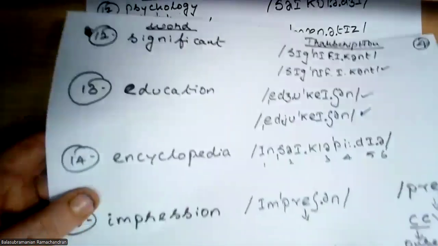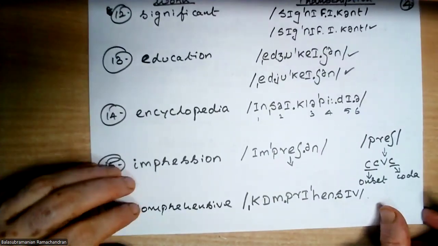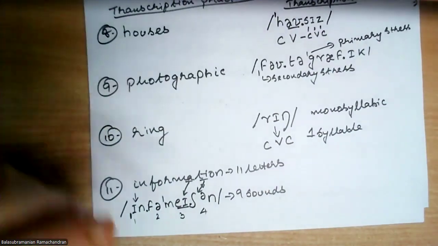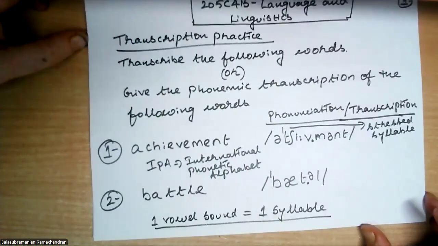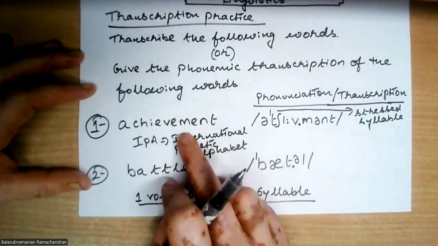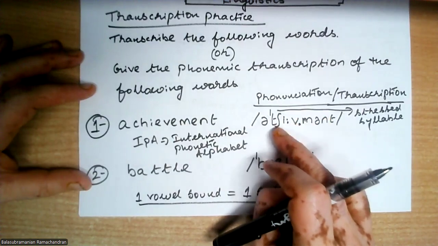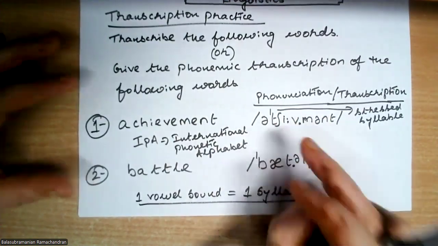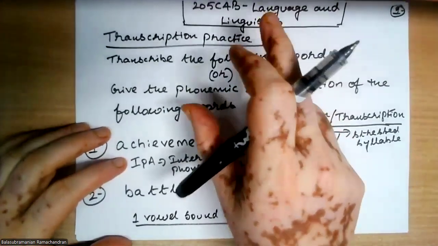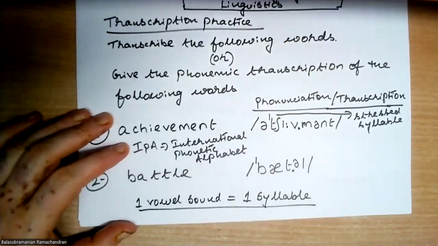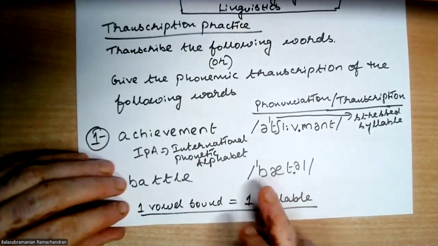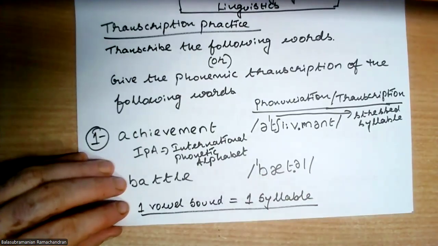I've given you enough material. We'll just run through this. This is what we learned. So what did we learn today, students? When we are transcribing words, we are actually writing the pronunciation of the word. So you are only asked to write, not pronounce. Remember, this paper does not have an oral component. Then to count the number of syllables, you have to count the number of vowel sounds. This is what we learned.